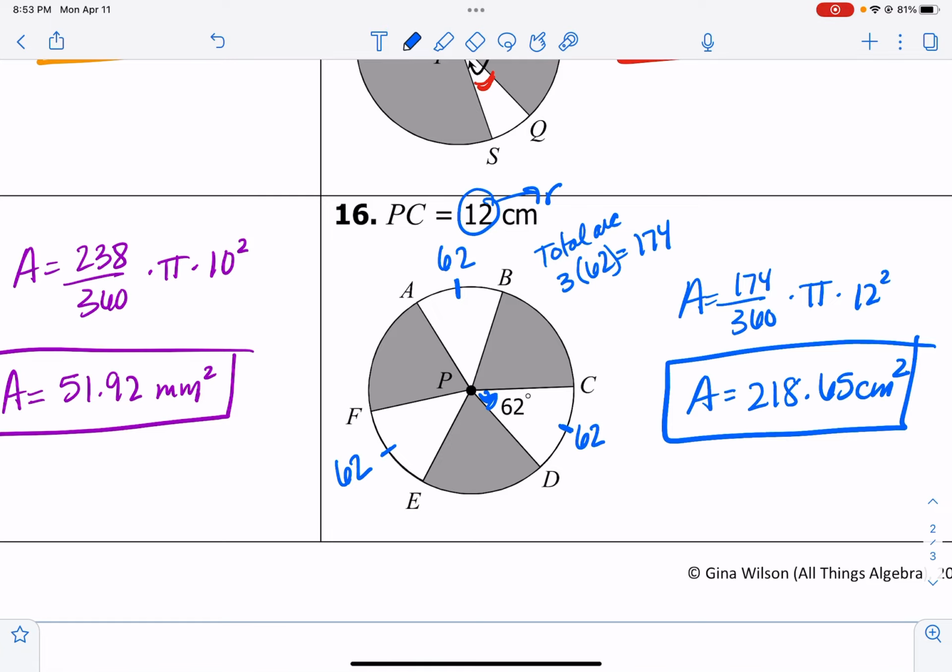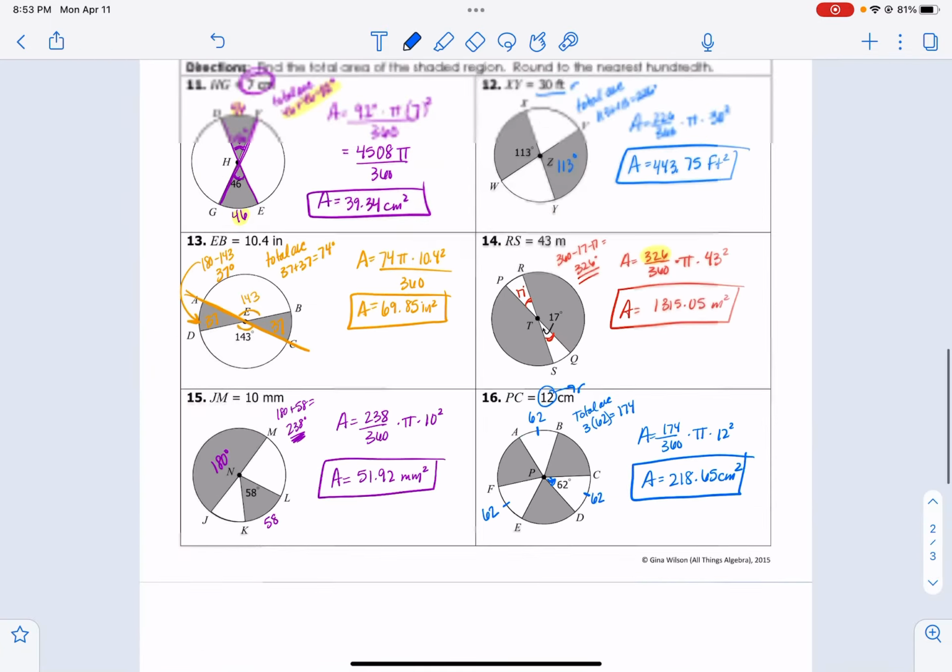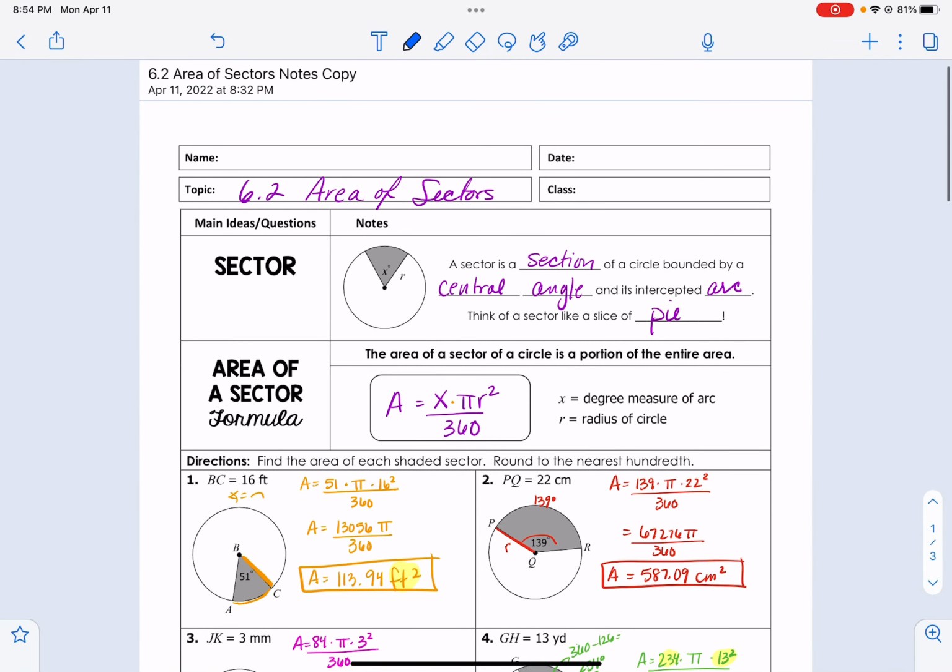That's it. That's how you find the area for a sector or part of a circle. Using the formula, what piece or fraction of the circle do I have? And then pi r squared is the regular formula for the area of a circle.